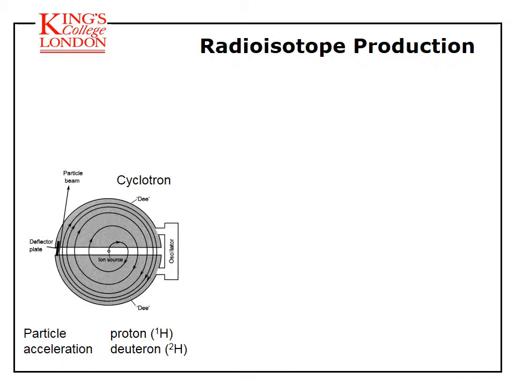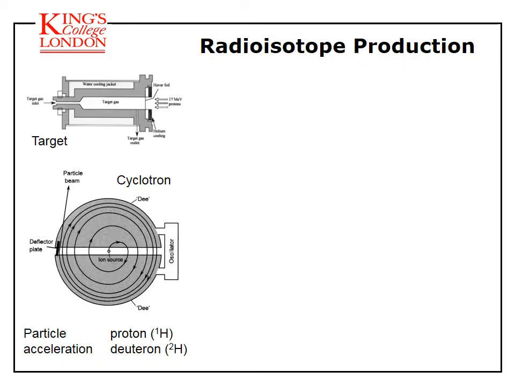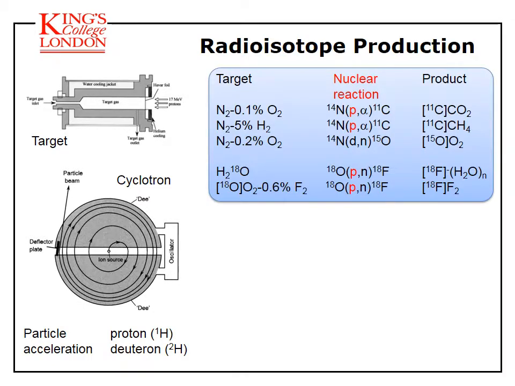The particle is then shot into what we call a target, which is a lead-shielded container filled with a gas. Different targets exist based on different needs, but one of the commonest gas used is nitrogen with a tiny percentage of oxygen. The nuclear reaction in this specific case sees nitrogen, atomic number 14, hit by a proton and generating an alpha particle, which is made of 2 protons and 2 neutrons, plus carbon-11, which is the carbon that is rich in protons, hence is an isotope emitting positrons.